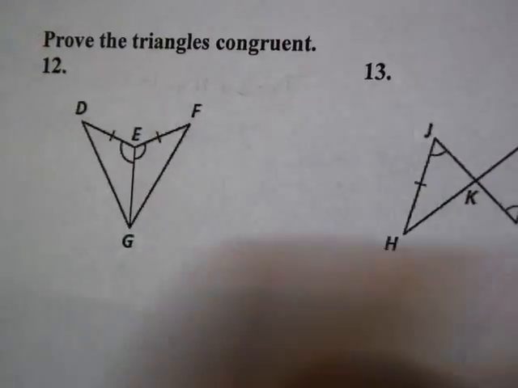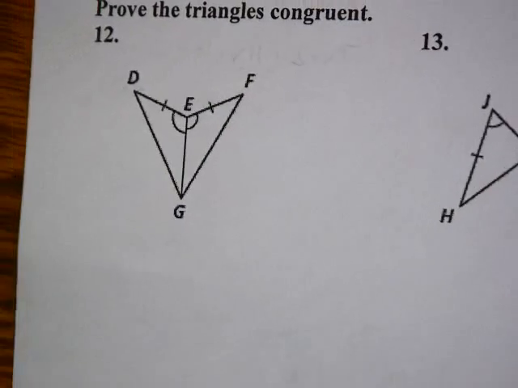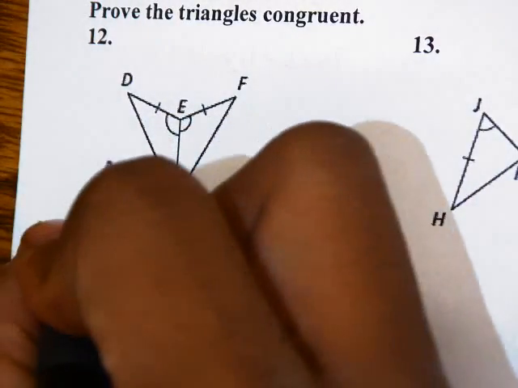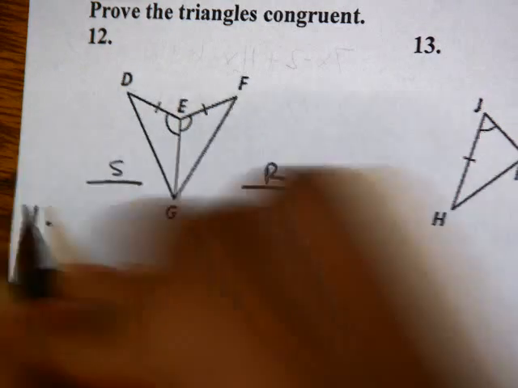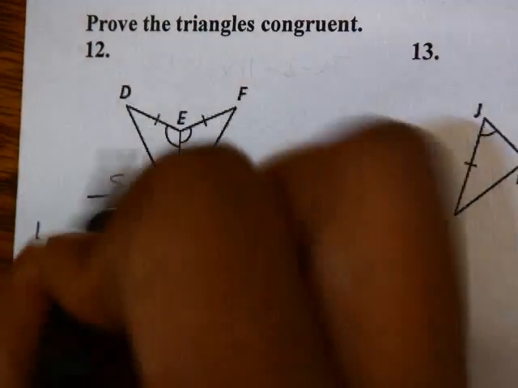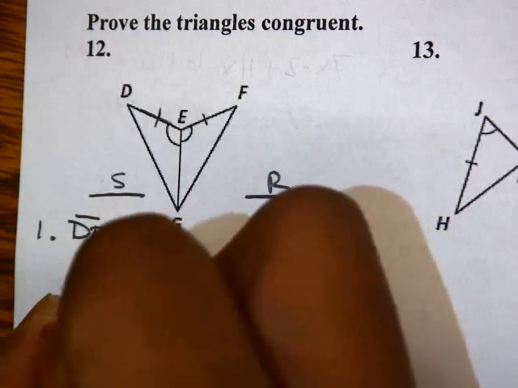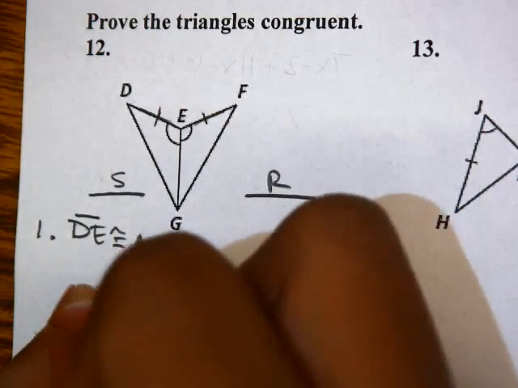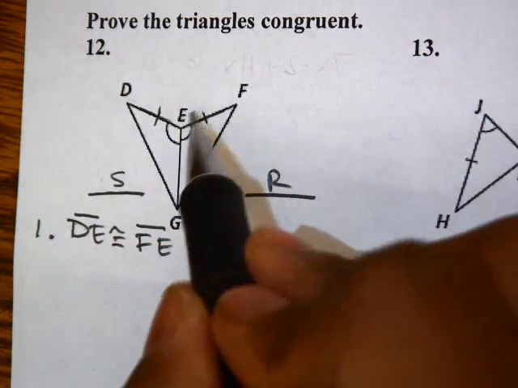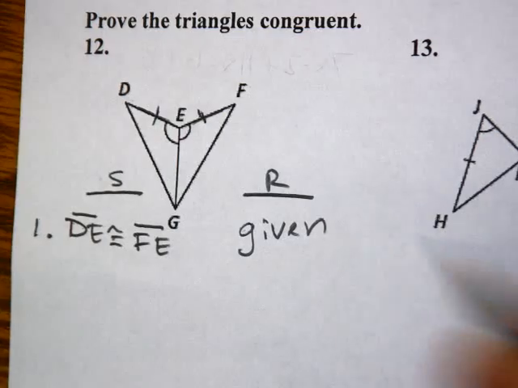In 12, 13, and 14, I need to prove that these two triangles are congruent. Okay? So I need to start off a list of statements and reasons. I'm going to say just S and R for short. The first statement I can make is that this length, DE, is congruent to that side, FE. And I can tell because of these markings. But I don't write down markings, I write down that it's given to me.